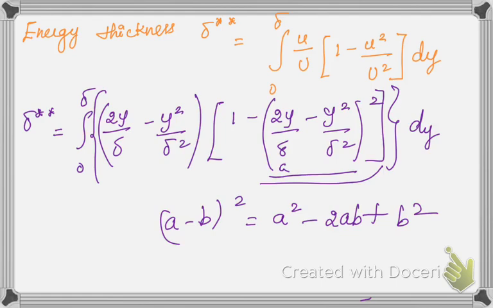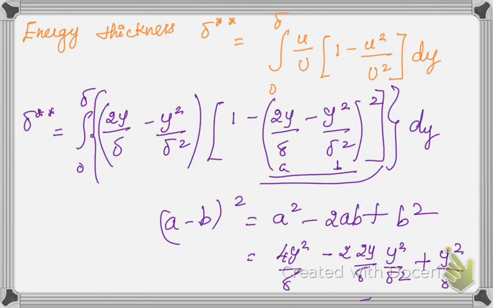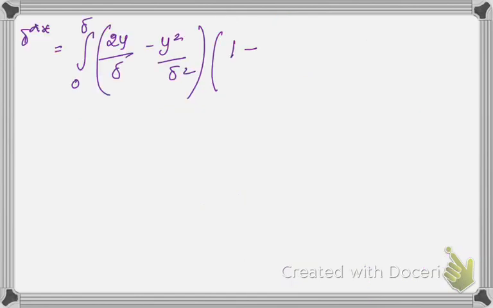So this term will be the a term, this term will be the b term. So first a square: if you take a square, it becomes 4y squared by del square minus 2 into 2y by del into y squared by del square plus y squared by del square the whole square. So this will be the major thing you will be having. So I am writing that here.